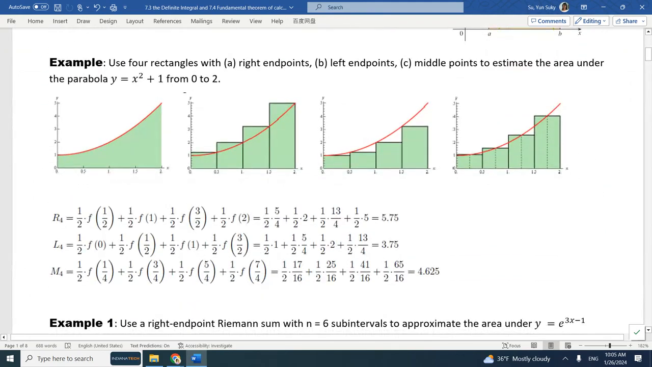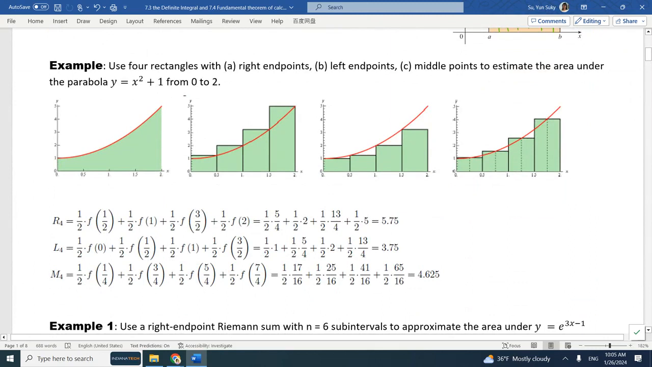Okay, so let's see an example. We want to use 4 rectangles with the right endpoint to estimate the area under the parabola. B, use the left endpoint. Or C, use the midpoint. By the way, the parabola looks like this, right? And the plus 1 means you shift up 1 unit. So the y-intercept is 1, and the parabola opens up. When you plug in x equals 0, you get y equals 0 plus 1, which is 1.